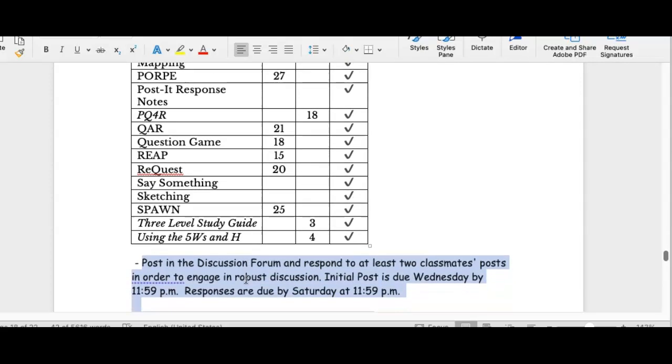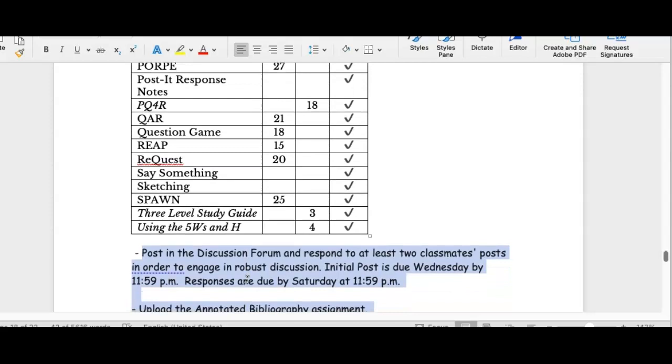You are to post in the discussion forum and respond to at least 2 classmates' posts in order to engage in a robust discussion. I'm not seeing a lot of this robust discussion going on, which is really quite disappointing because I know you guys have a lot to offer. So please think about that when you respond to your peers.